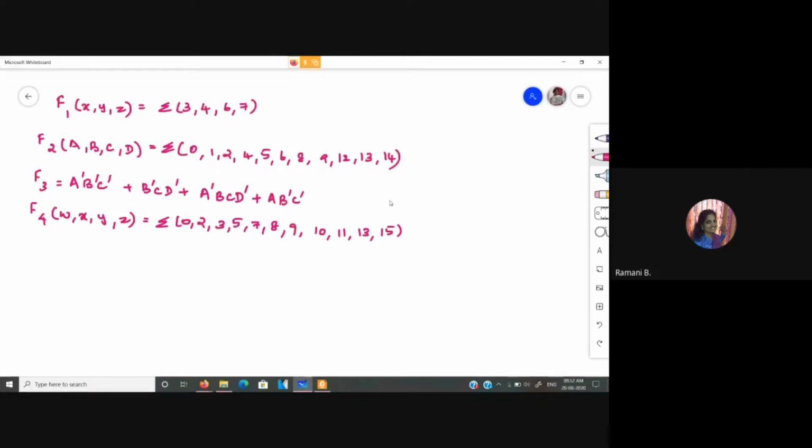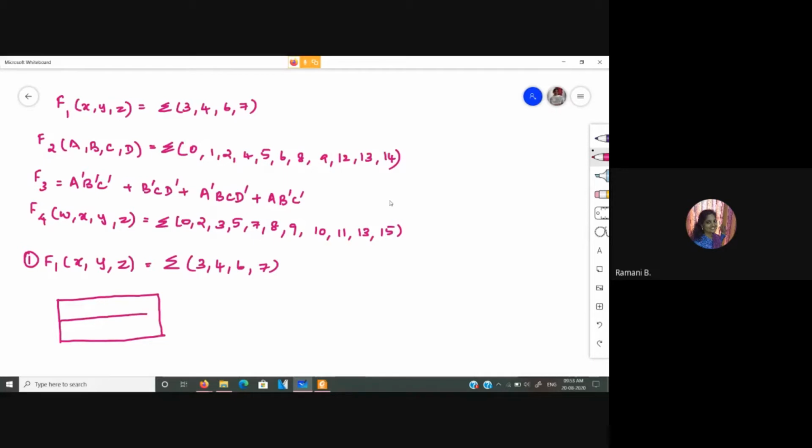For the first one, you have f1 of x, y, and z to be summation 3, 4, 6, and 7. Now I want you to minimize this function using K-map. We shall see the normal Boolean expression type also for some better understanding.